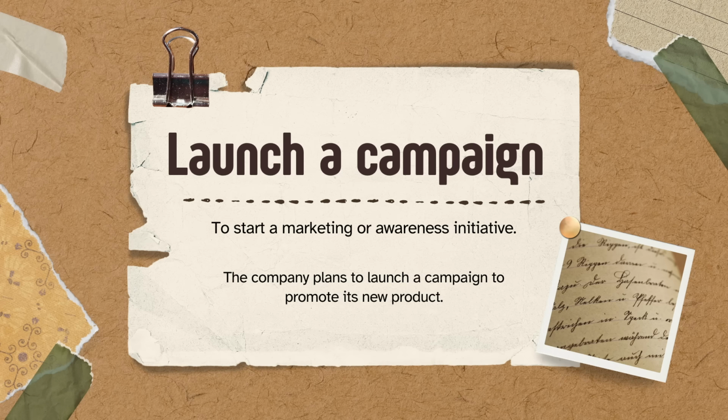The first example, the company plans to launch a campaign to promote its new product. So this is about a company, obviously, which is a business organization of some sort, and it has created a new product. That product could be something like a new phone, a type of food, a service. It's something they probably want to sell. So launching a campaign in this sense here means that they will start advertising or sharing information about this product to get people interested in buying it.